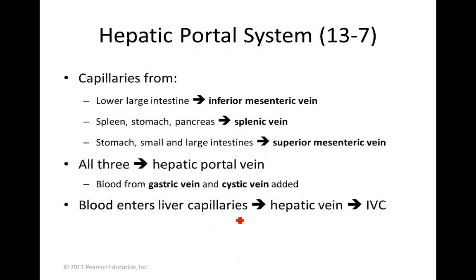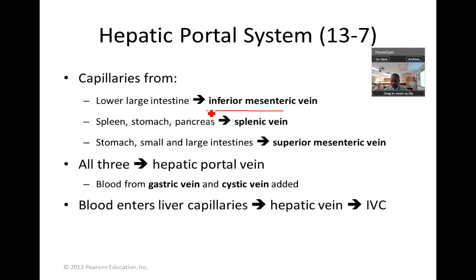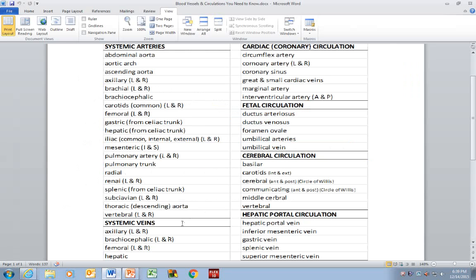And I want to finish by just pointing out the hepatic portal. Now, there are so many YouTube videos that spend a lot more time on this. I'm going to spend just about a minute. So you've got the inferior mesenteric vein, the superior one. You're looking at all these different capillaries. And now the big thing about this is we expect you to know all this blood for the hepatic portal.